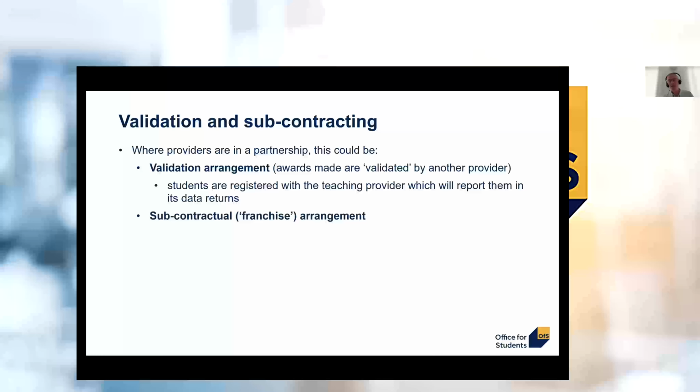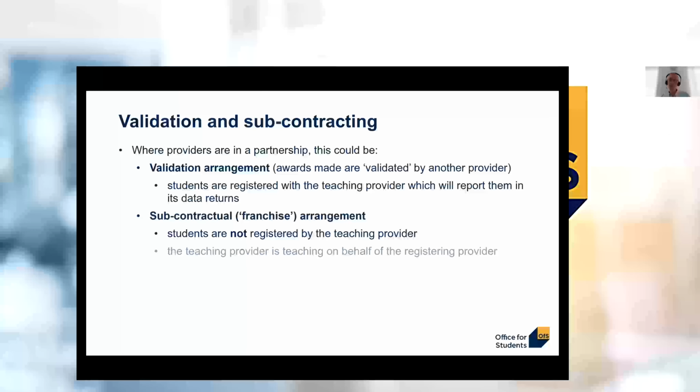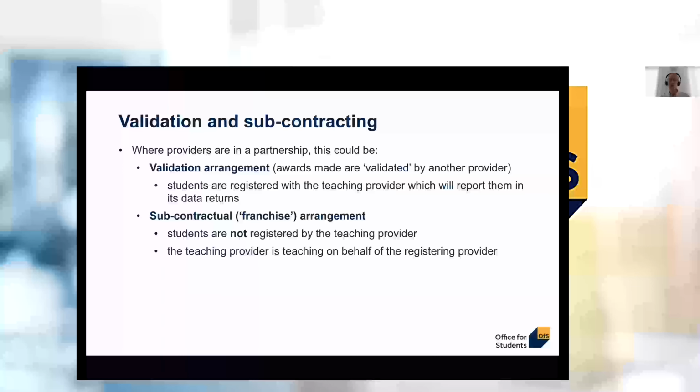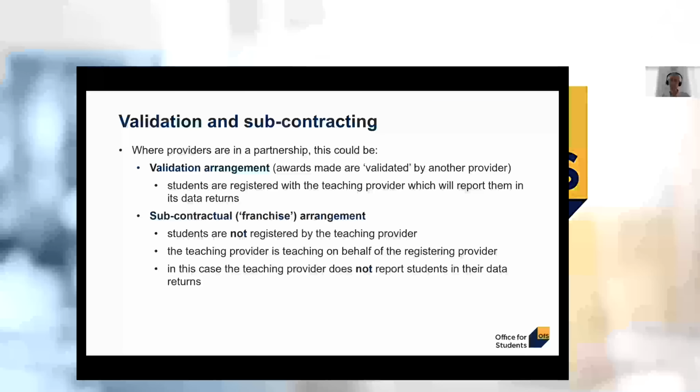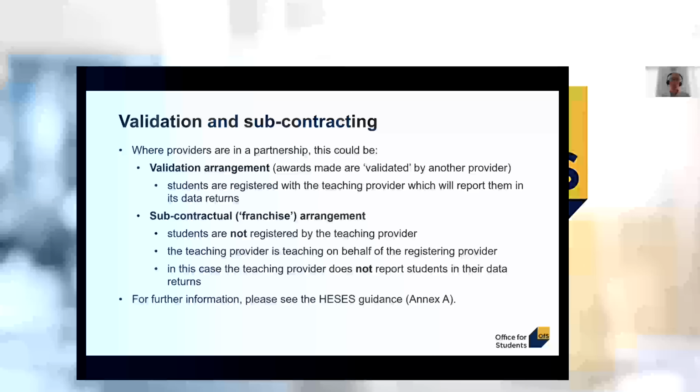Subcontractual, or sometimes known as franchise arrangements, are different though. Students here are not registered by the teaching provider. They're doing the teaching on behalf of the registering provider. That is to say, the teaching is being subcontracted to them. And in which case, therefore, the teaching provider does not report students in their data returns. Again, more on this in Annex A of the HESES guidance.